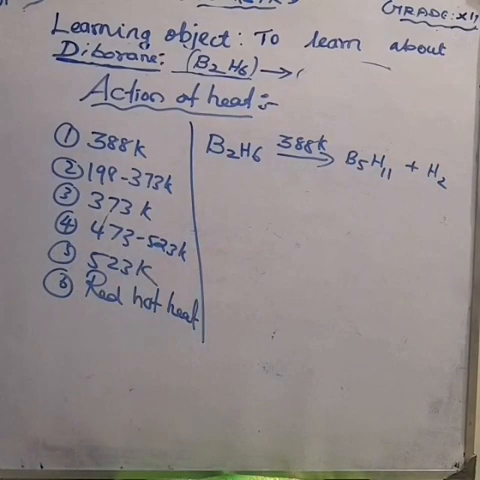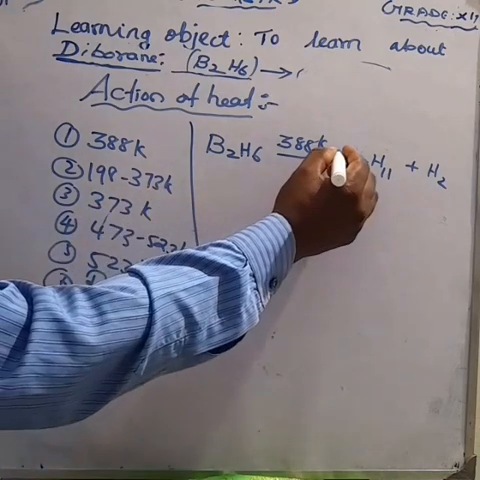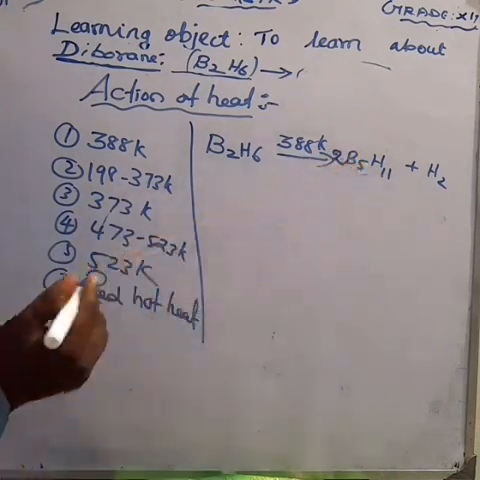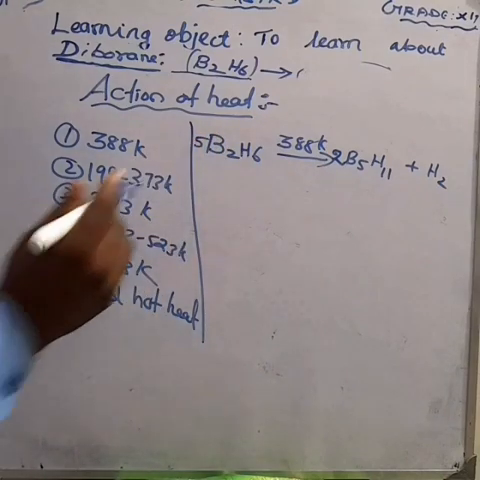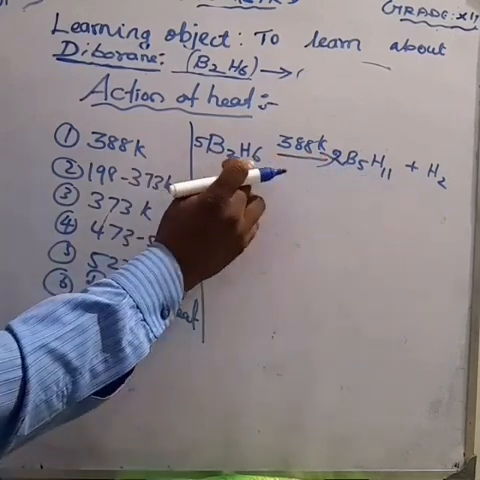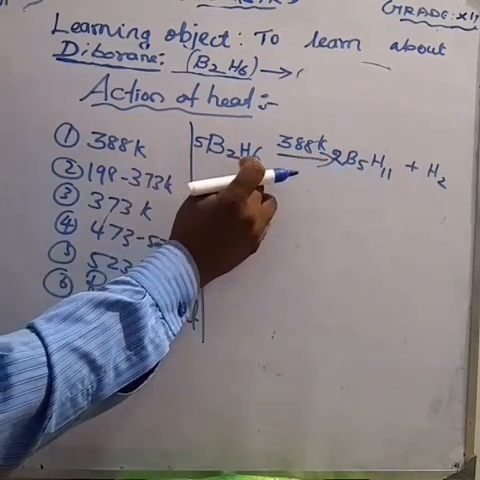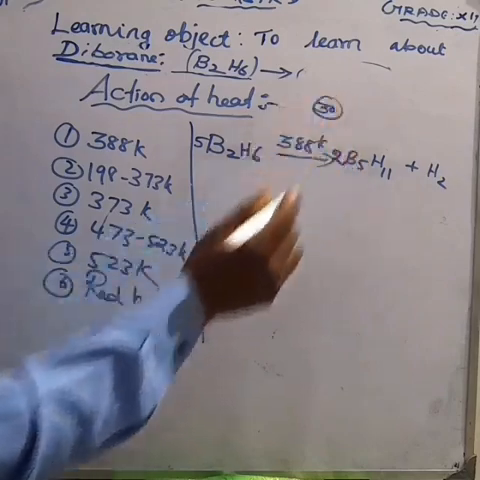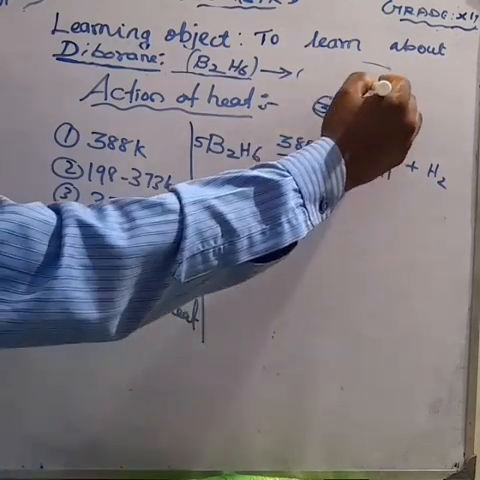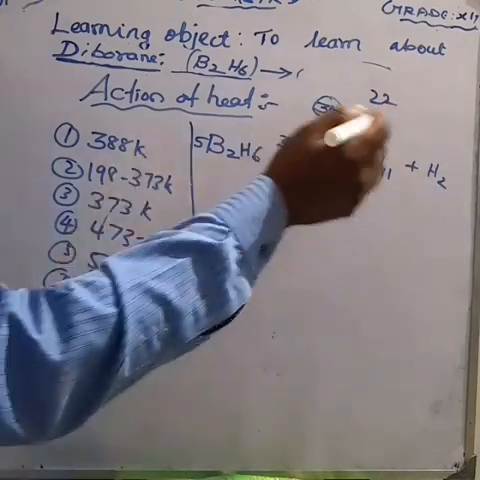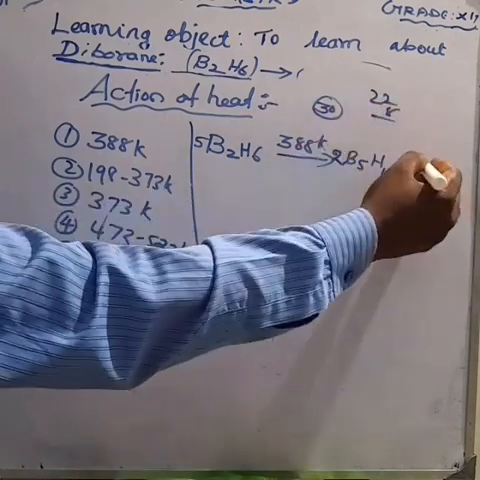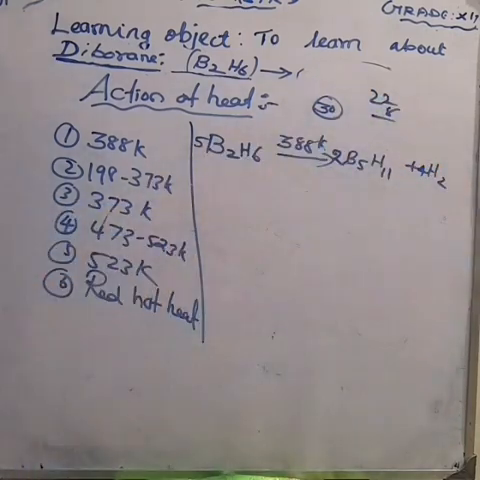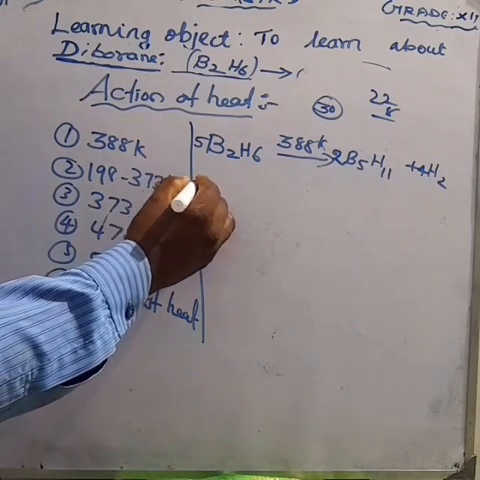Listen all of you, how can you balance the equation? On the product side you multiply by 2, then we get 10 boron, am I right? Then on the reactant side, you multiply by 5, am I right? So the boron is balanced. What about the hydrogen? Here hydrogen has 5 into 6 is equal to 30 hydrogen. The product side has 2 into 11 is equal to 22 hydrogen. What is the remaining shortage? I think the remaining shortage is 8, am I right? If you make it 4, then 4 into 2 is equal to 8. So we get 30 hydrogen. Now the first equation is balanced. What about the second one?